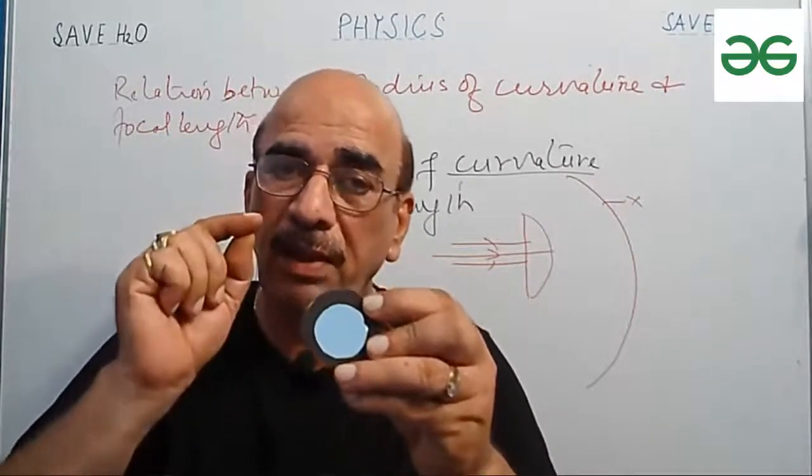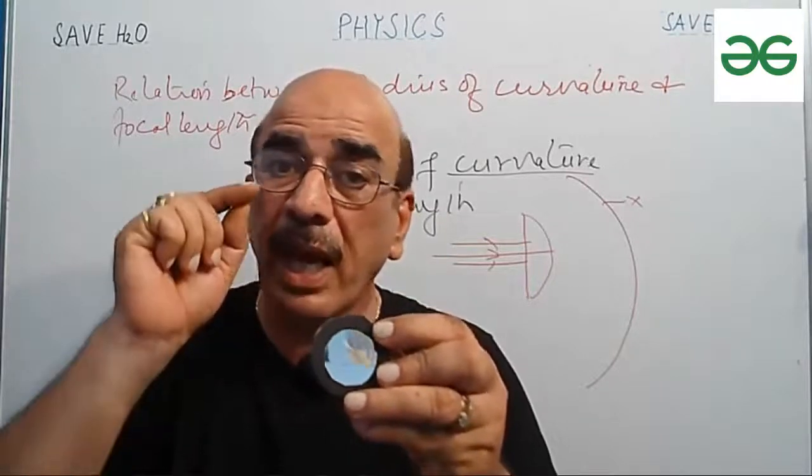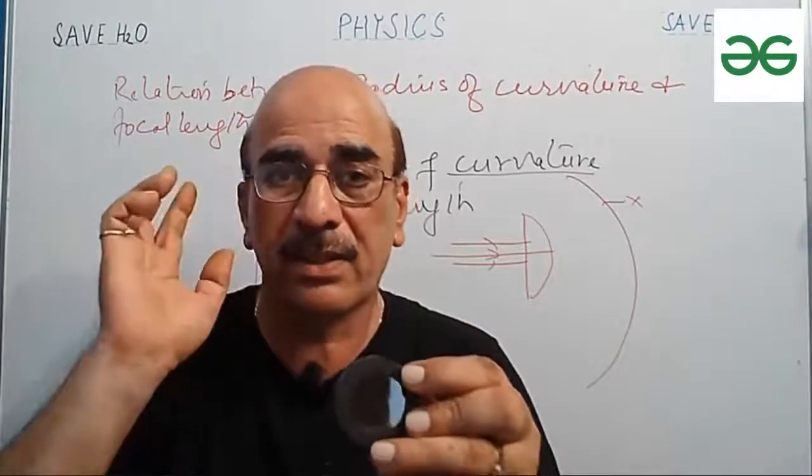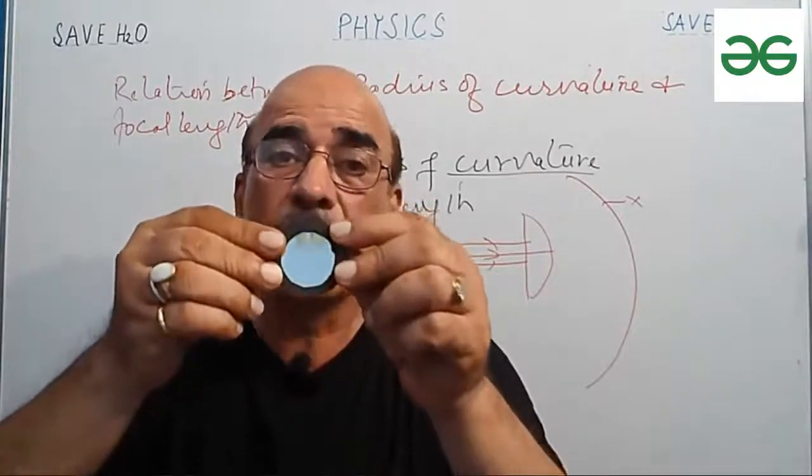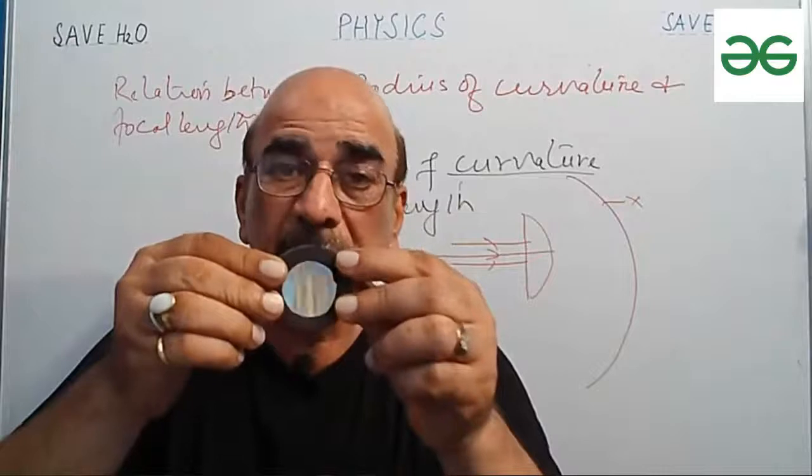So when we were discussing aperture, I told you diameter of the reflecting surface is known as aperture. So now aperture has reduced.